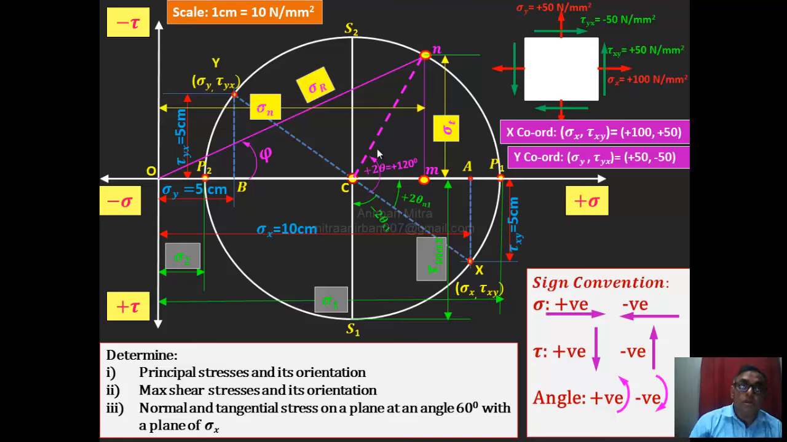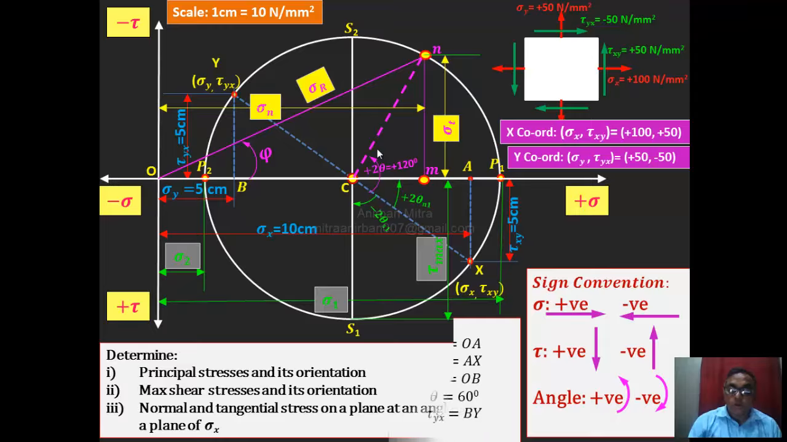Now let me show you how to get all the answers, all the values of principal stresses and maximum shear stresses. Here, this is very important. If you can remember this notation, it will be very easy to solve our next problem. Sigma x, what is sigma x? That is the distance from O to A. Am I right? What is tau xy? It is the distance from A to X. So all the time use the same notation. Sigma y is the distance from O to B. And tau yx is equal to B to Y.